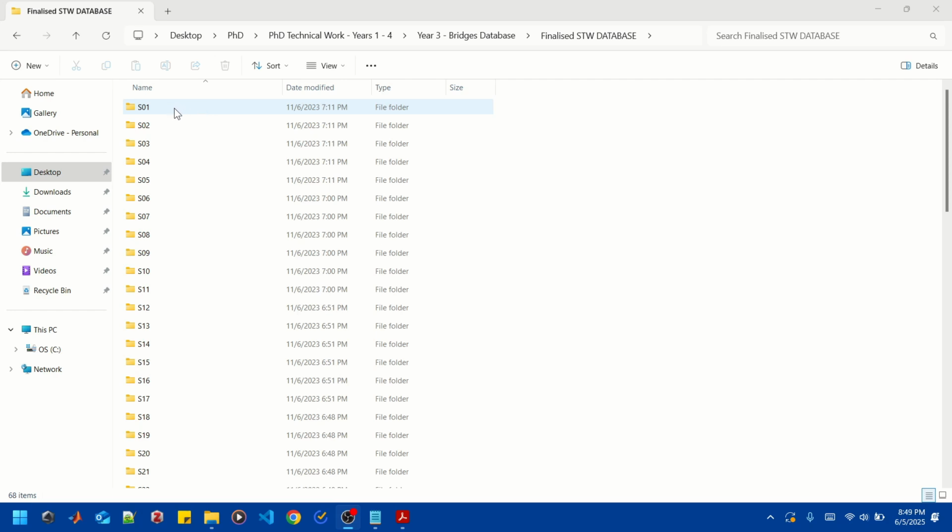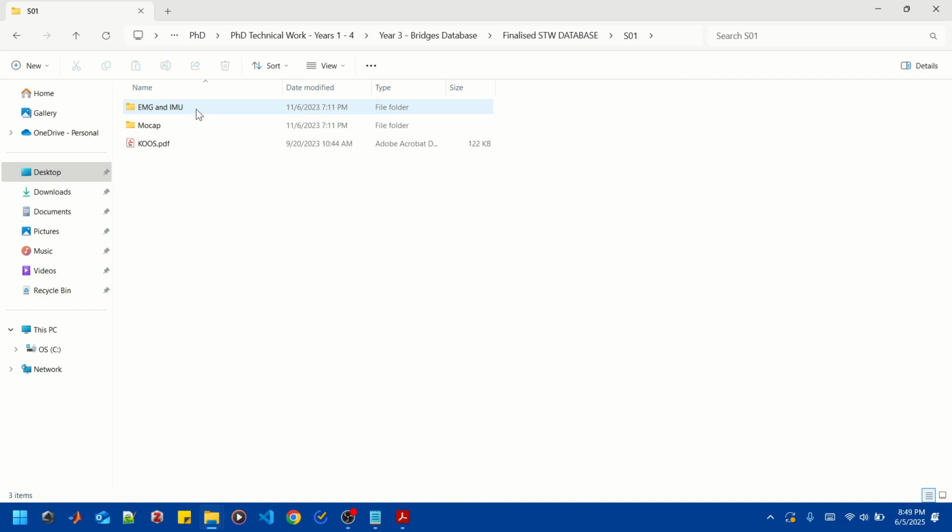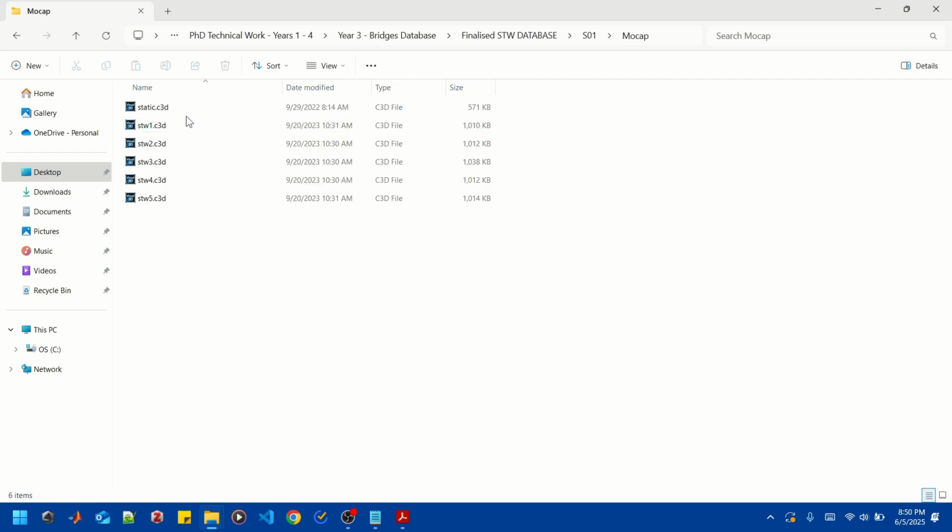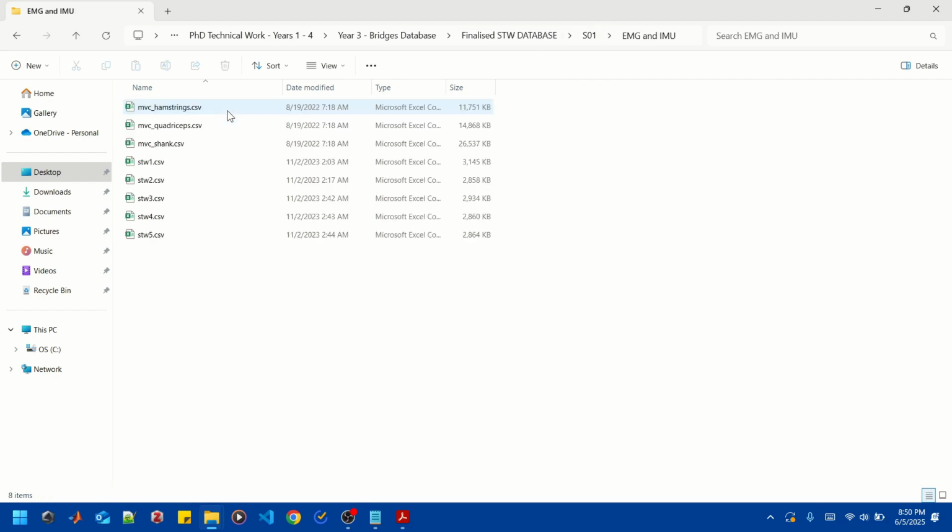So for example, I use a convention like this: S01 for subject 1, S02 for subject 2, 3, and so on and so forth. Each folder follows the same pattern. I have motion capture, EMG, and IMU, and this is a qualitative survey. So motion capture has my static file and my dynamic trials. On the EMG and IMU, I have the EMG and IMU files together as a CSV and the MVCs for each muscle group.